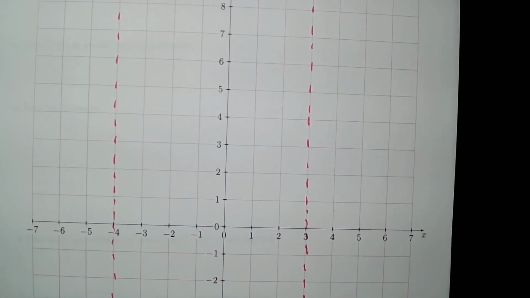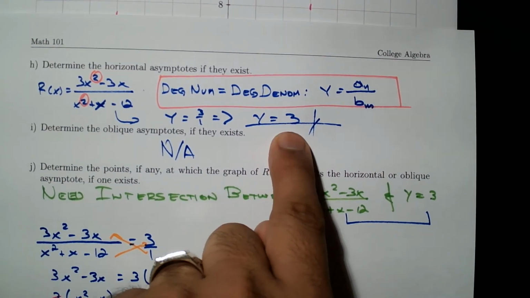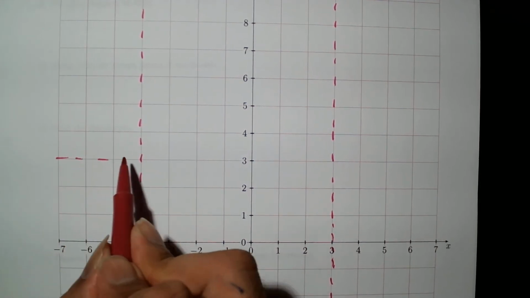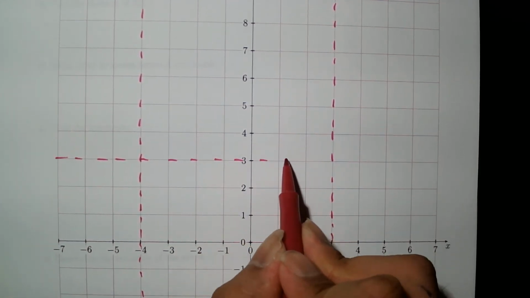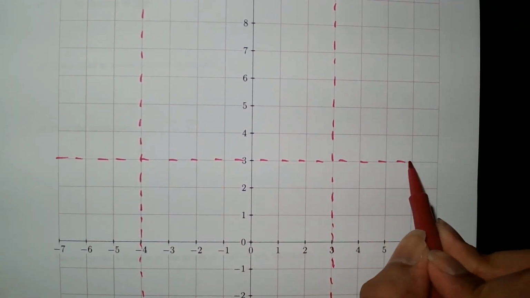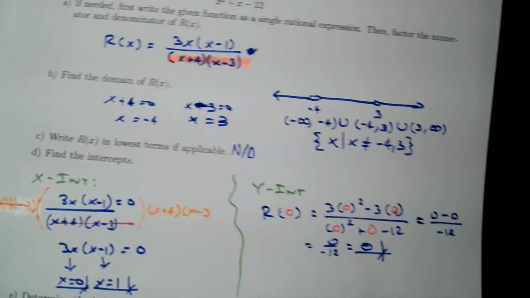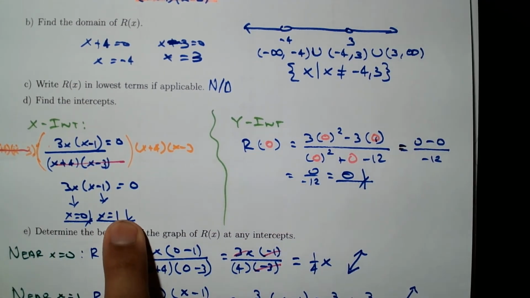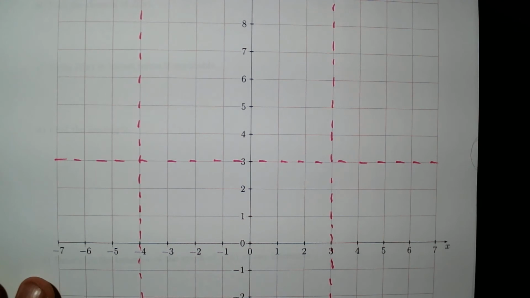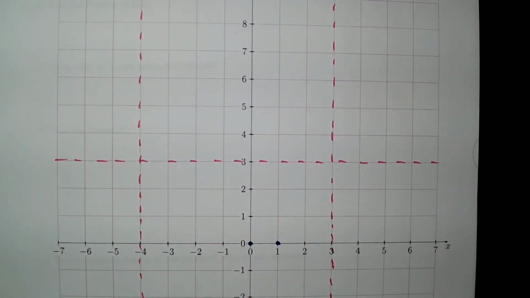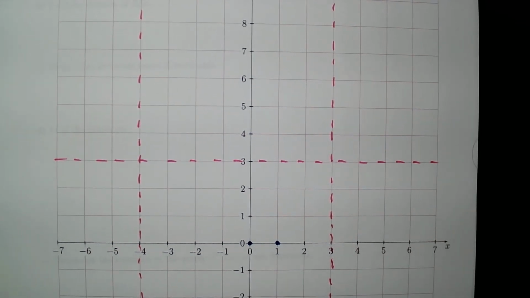Do we have any horizontal asymptotes? If I remember that well, yes. We had one right there: y equals 3, a horizontal asymptote. That's going to be over here. What else do we have? Intercepts, x intercepts and y intercept. The x intercepts are 0 and 1, and the y intercept is y equals 0. This one is going to be a little bit tight to draw, actually. And then other points on the graph.